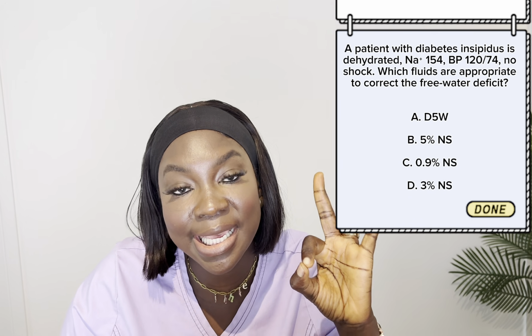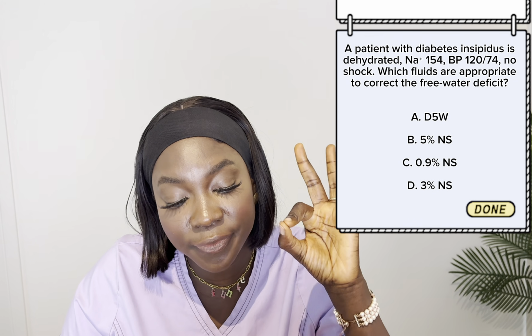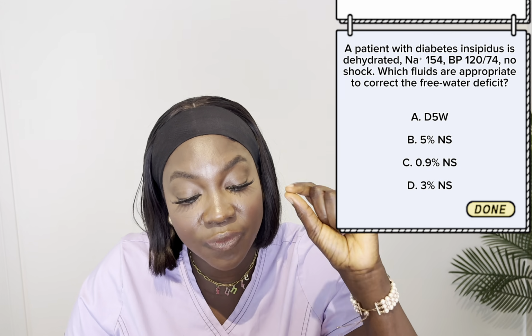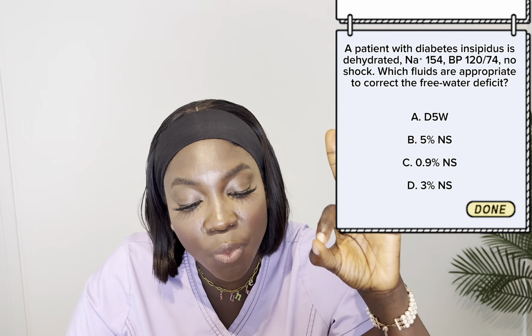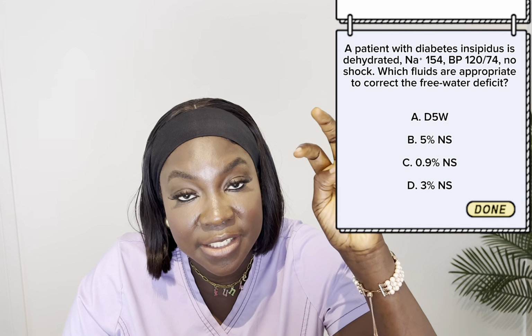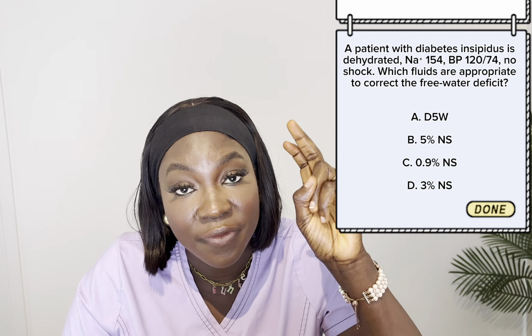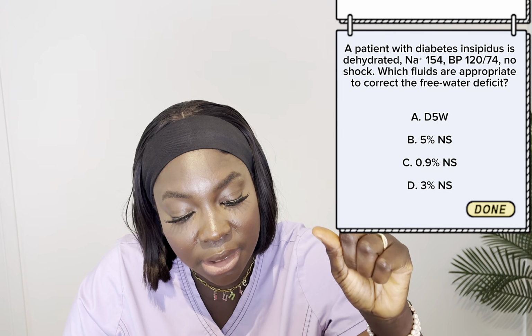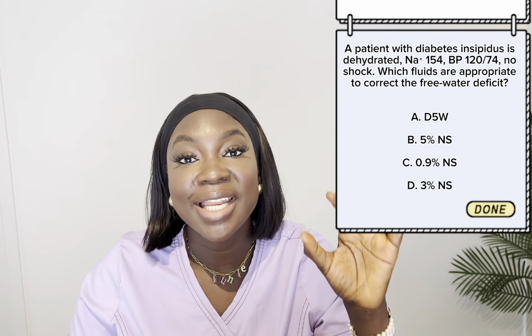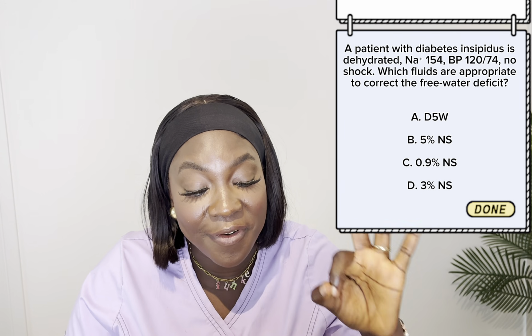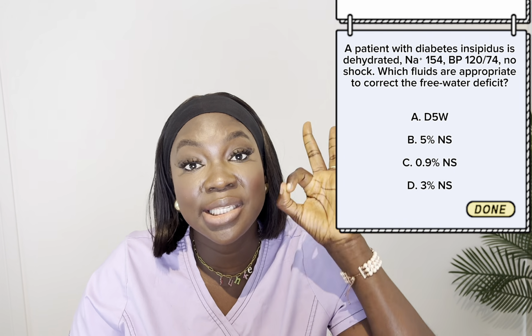Now, let's go. A patient with diabetes insipidus is dehydrated and the sodium is 154. Blood pressure is 120/74. No shock, okay? Which fluids are appropriate to correct free water deficit? A, D5W. B, 5% normal saline. C, 0.9 normal saline. And D, 3% normal saline. And guys, the right answer is A, D5W, which is 5% dextrose in water.